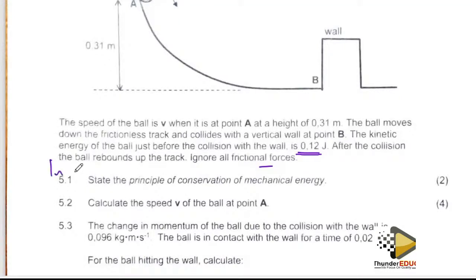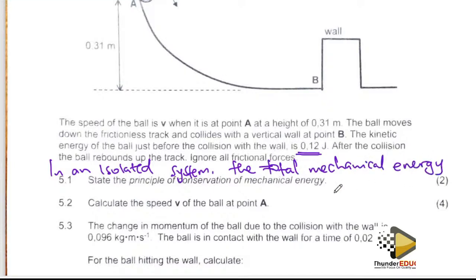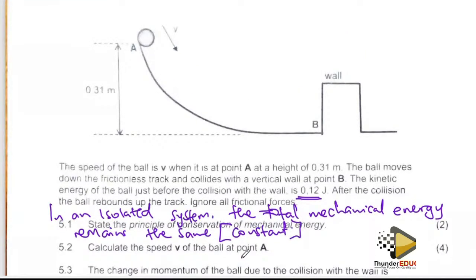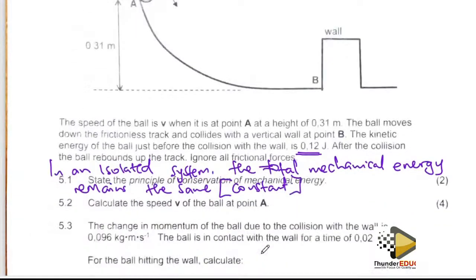Okay, so still you can say that in an isolated system, the total mechanical energy remains the same, remains constant, as long as there's no interference. We get the same mechanical energy. Remember, mechanical energy is a combination of EP and EK. Then they want us to get the velocity v of the ball at point A.